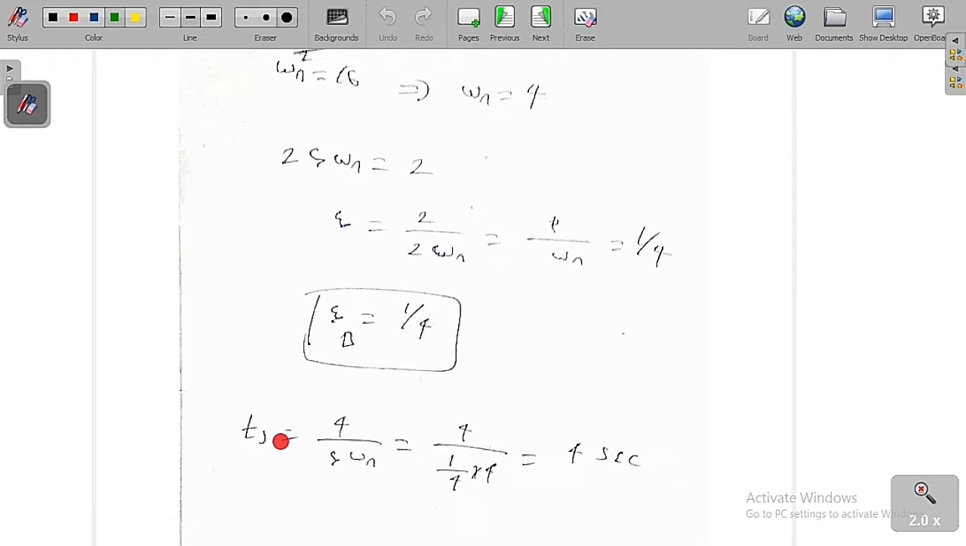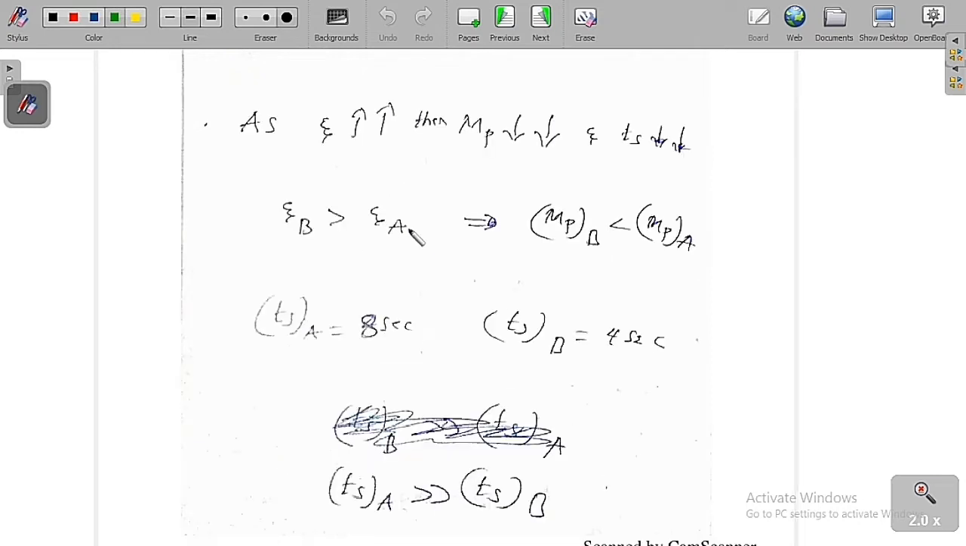Then what is the settling time for 2% error for system B, which is 4 by zeta omega n? The zeta value is 1 by 4 and omega n is equal to 4. So we get 4 seconds. So the damping ratio of system B is 1 by 4 and the settling time for the system B is 4 seconds. Now we can see clearly that the damping ratio of the system A is 1 by 6 and the damping ratio of the system B is 1 by 4.